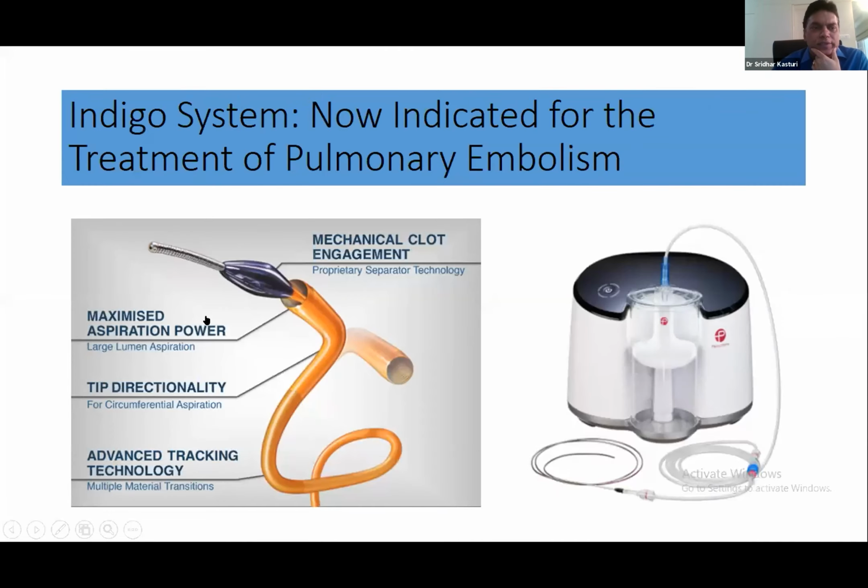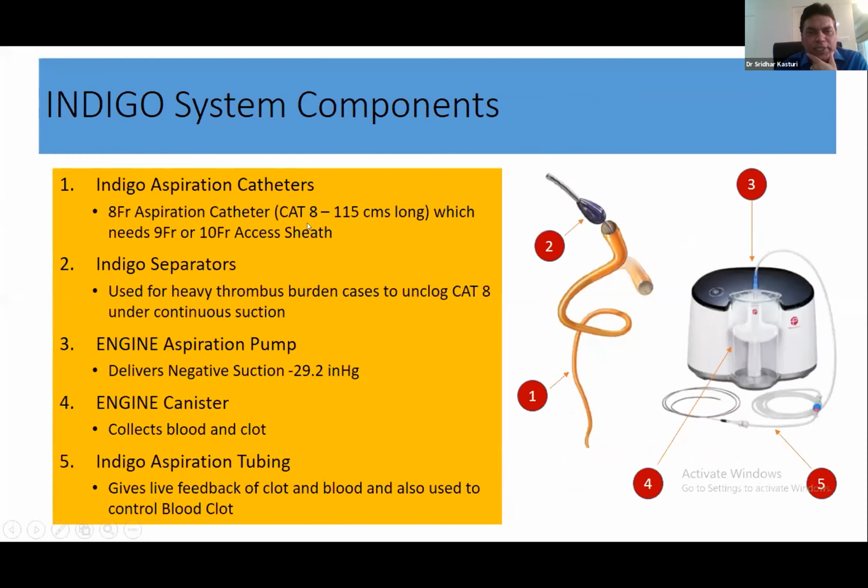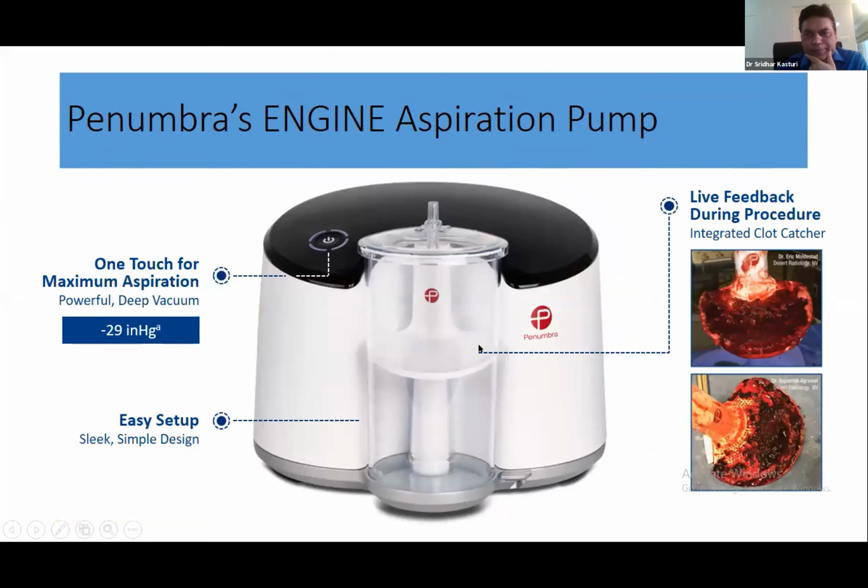So this is a catheter. How does it work? This engages the mechanical clot engagement, and it uses an 8 French sheath. It's an 8 French delivery catheter, and you can see very clearly the aspiration catheter, which needs 9 French or 10 French, and it aspirates with force. That is very, very important.